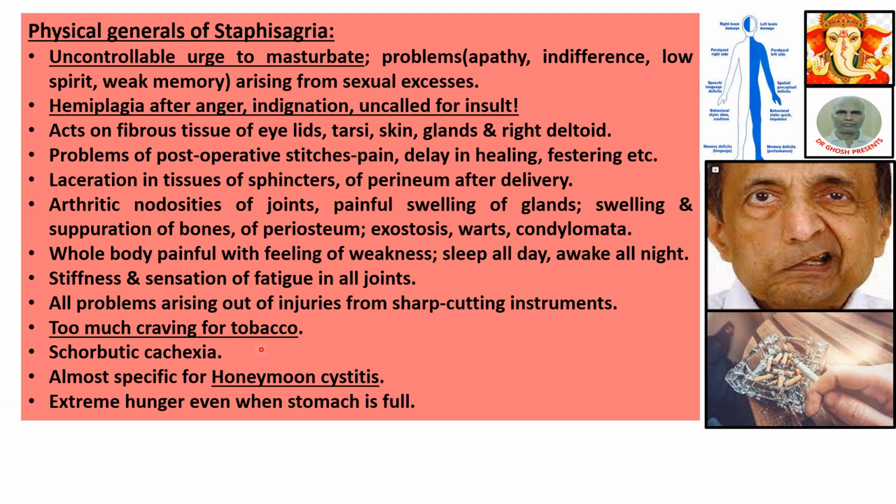Too much craving for tobacco. See this, too much craving for the tobacco. The person goes on smoking like a chain smoker. Scorbutic cachexia. Scorbutic cachexia means the gums of the person are cachectic, that is, severely distorted or disturbed. Scorbutic means gum. Cachexia means severe dyscrasia. Dyscrasia means disease state.